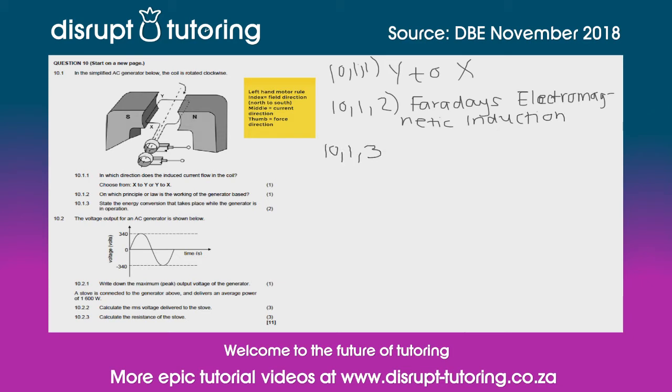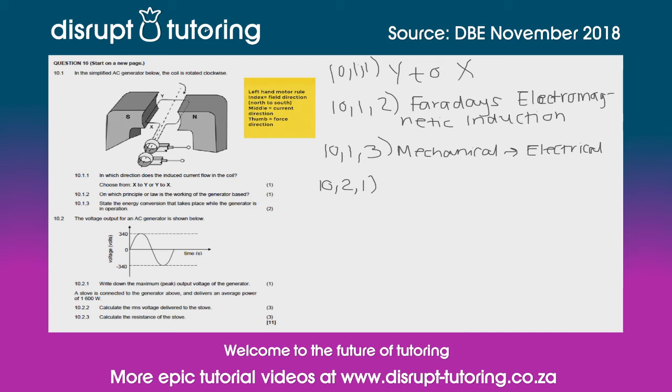10.1.3 says, state the energy conversion that takes place while the generator is in operation. And we know that this is mechanical energy to electrical energy. Don't get a generator confused with a motor, because a generator turns mechanical to electrical, but a motor turns electrical to mechanical.